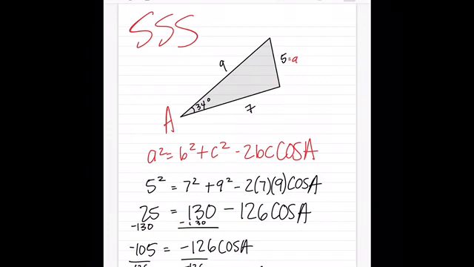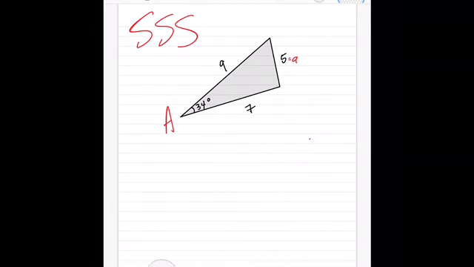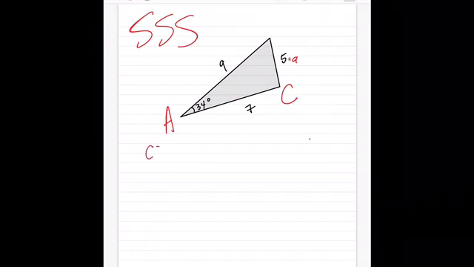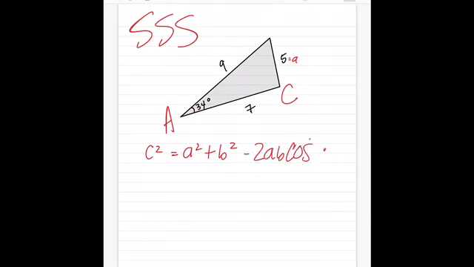All right, let's do this again, but let's try another angle, because once you get the third one, you just subtract from 180 and it's fine. So let's go ahead and do another angle. Let's shoot for angle C. I like that one. So C squared is equal to A squared plus B squared minus 2AB cosine of C.